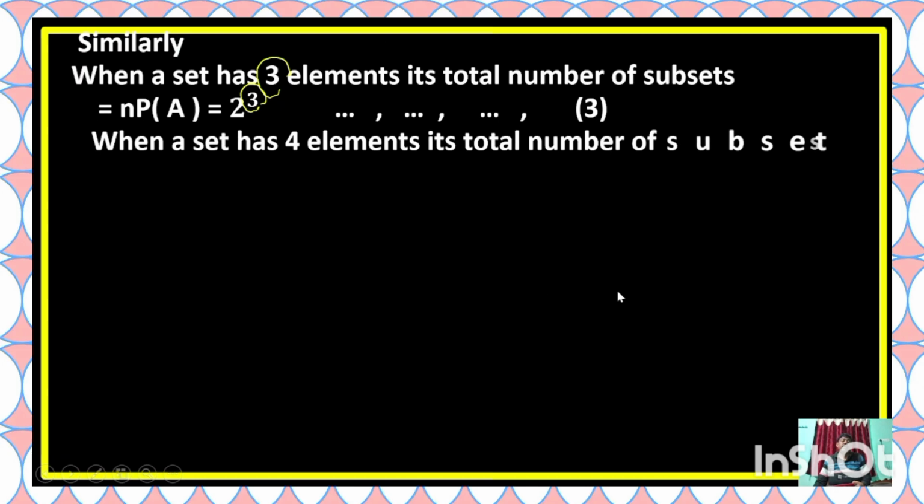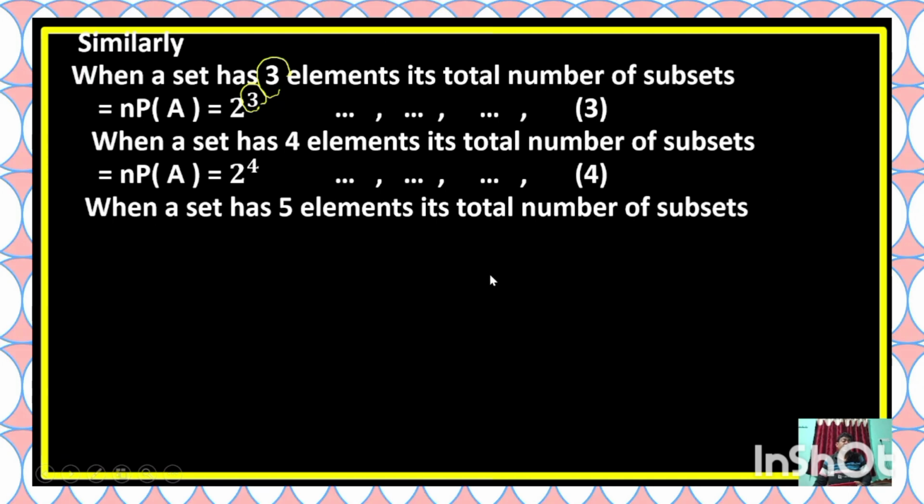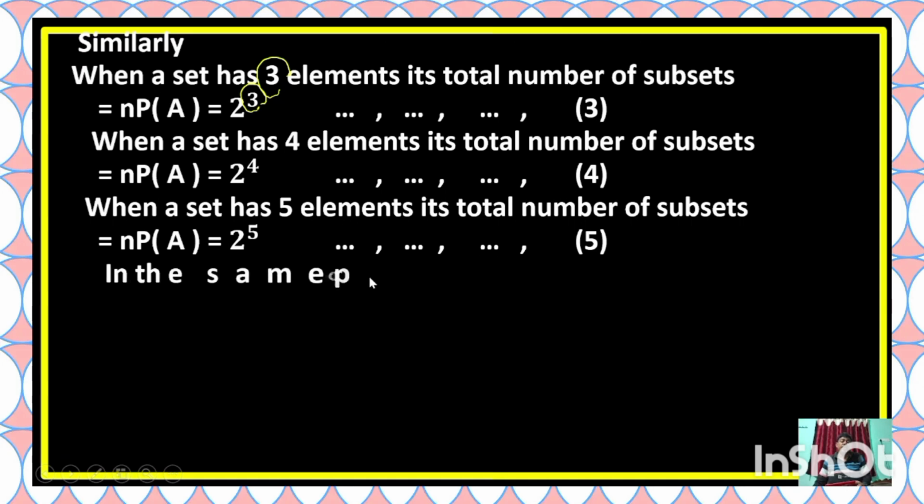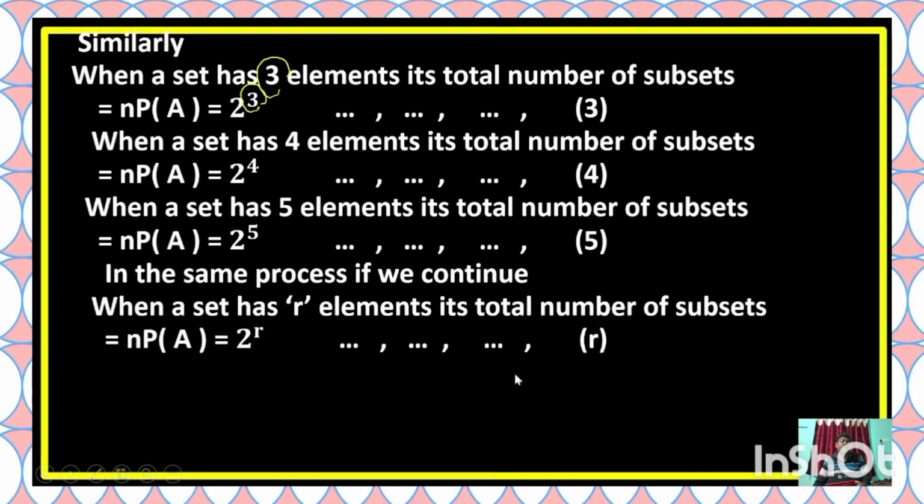Similarly, when a set has 4 elements, tell me, the total number of subsets, the cardinality of the power set, is 2 to the power 4. When a set has 5 elements, its total number of subsets, the cardinality of the power set of A, is 2 to the power 5. In the same process, if you continue, when a set has r elements, can you say what is the total number of subsets, the cardinality of the power set of A? It is 2 to the power r.